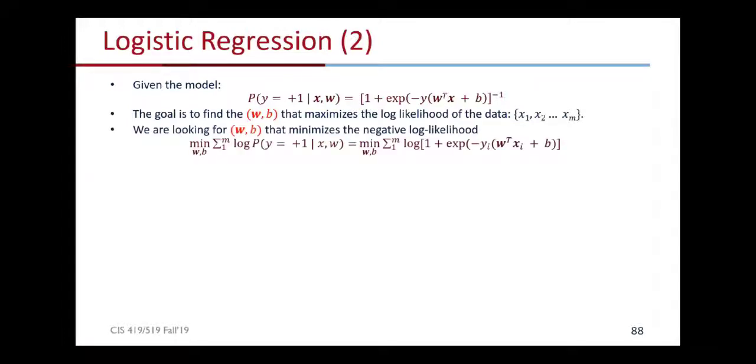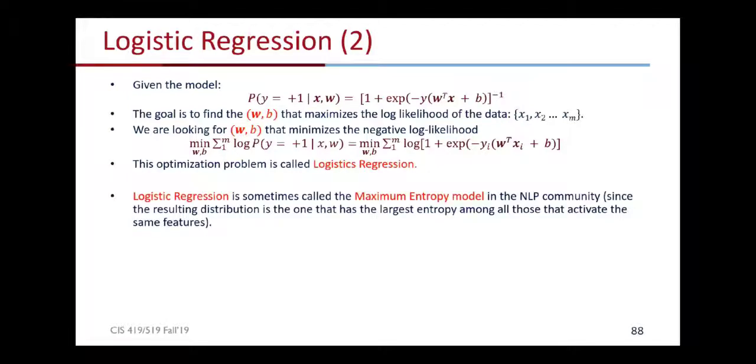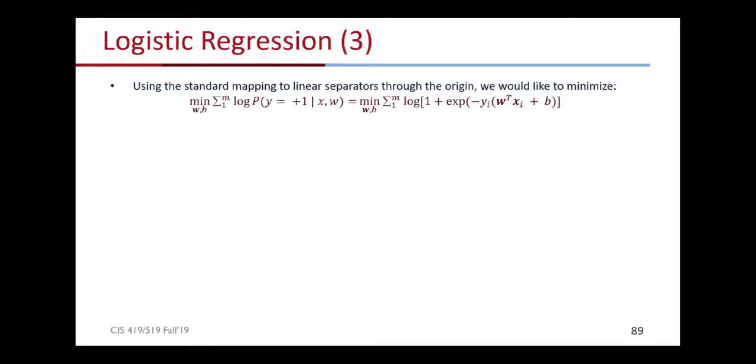Forget any assumption. So I'm writing it again in a slightly different way, basically summing now over all my data. And this optimization problem is called the logistic regression optimization problem. Before we do it, I want to add one more thing. This is just a comment whose importance diminishes with time because people forgot it, but logistic regression actually has some other interpretations. And it used to be called, at least in the NLP community, a maximum entropy model rather than logistic regression, because the resulting distribution is the one that has the largest entropy among all those that activate the same features. This, as I said, becomes less important, so let's forget this and go back to the optimization.